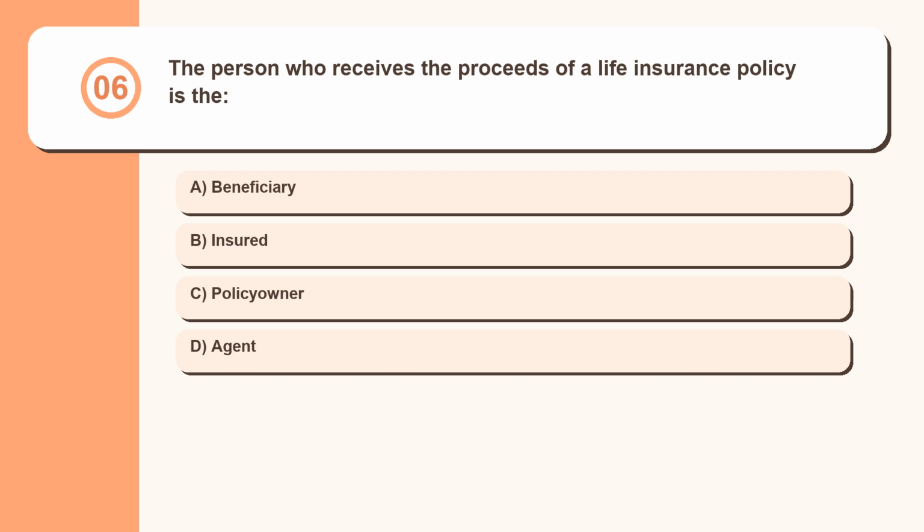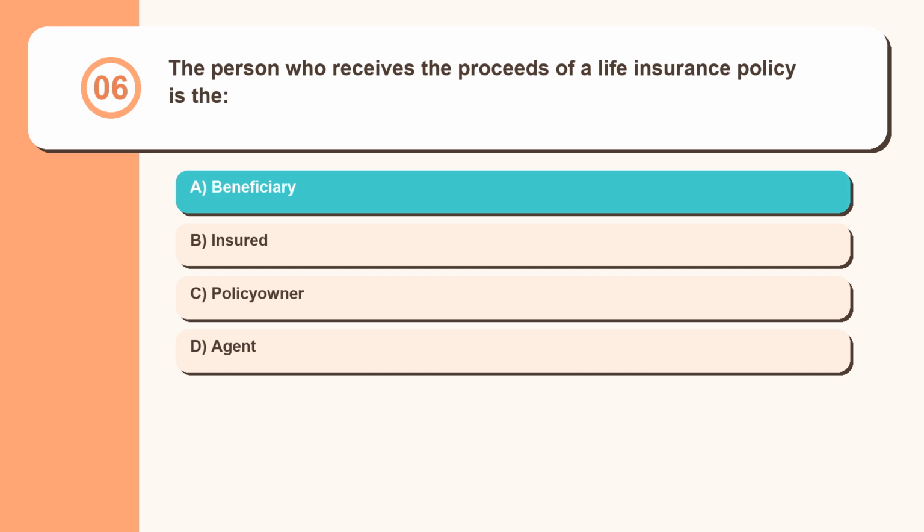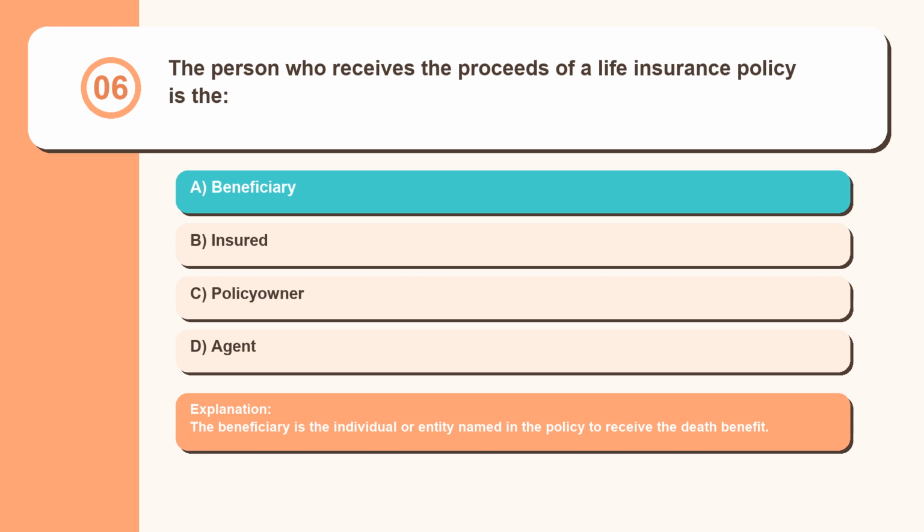Question 6. The person who receives the proceeds of a life insurance policy is the: beneficiary, insured, policy owner, agent. The beneficiary is the individual or entity named in the policy to receive the death benefit.